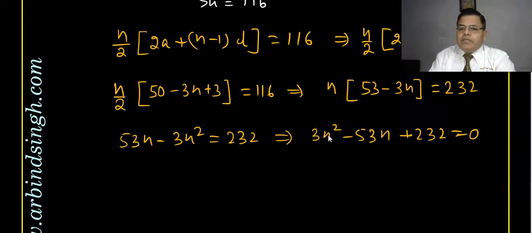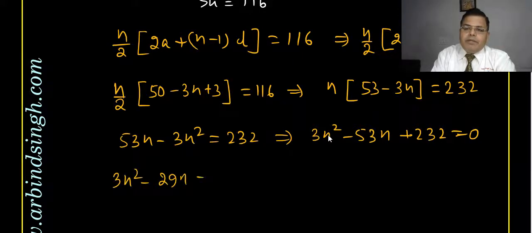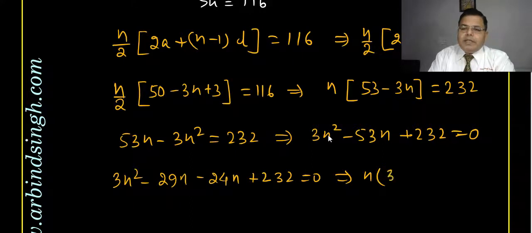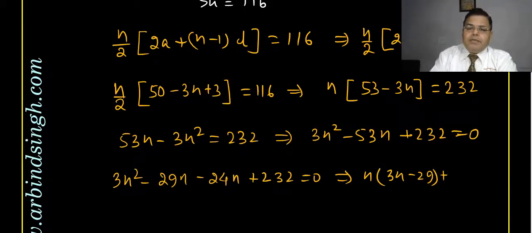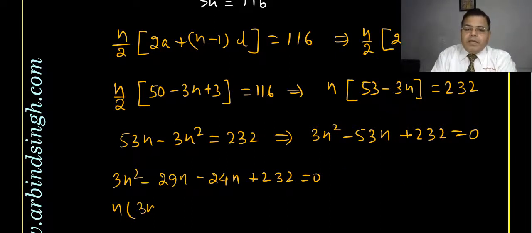So splitting the middle term, the product will be 696, and 696 can have the factors 29 into 24. So you write 29n minus 24n plus 232... that is, 3n square minus 29n minus 24n plus 232 is equal to 0. If I take n common, then this will be 3n minus 29, and if I take 8 common, then that will be 3n minus 29 is equal to 0.